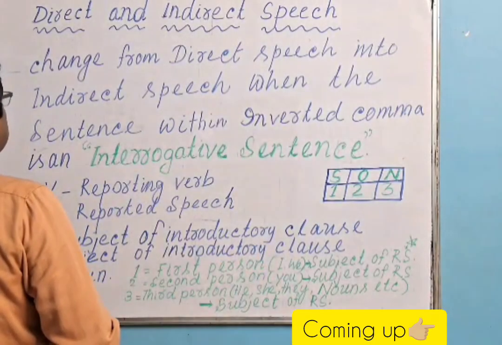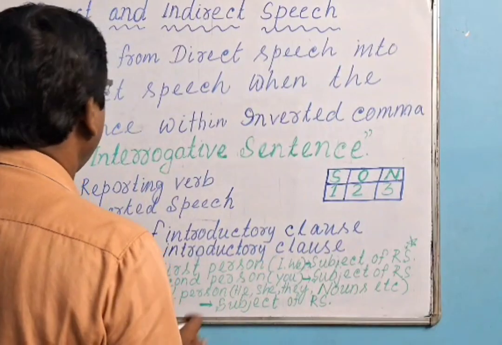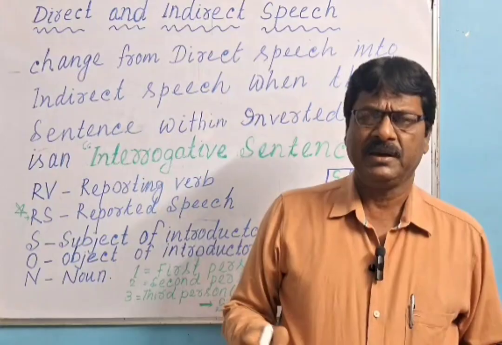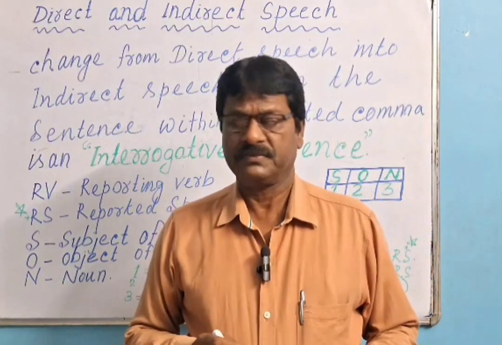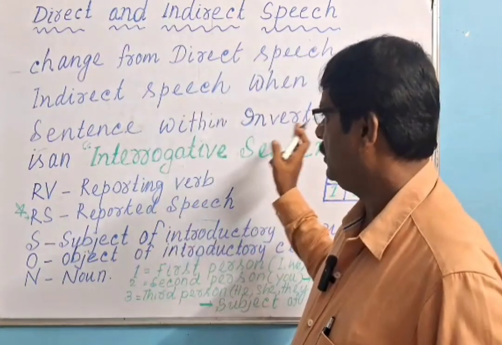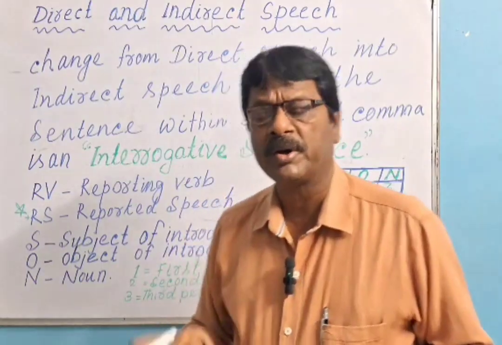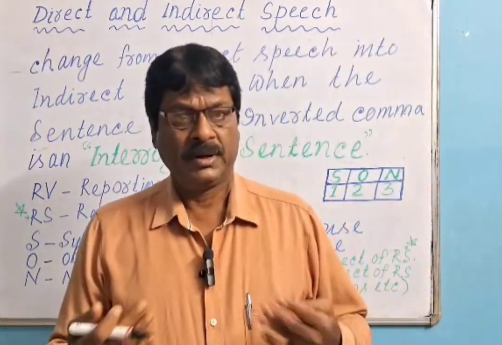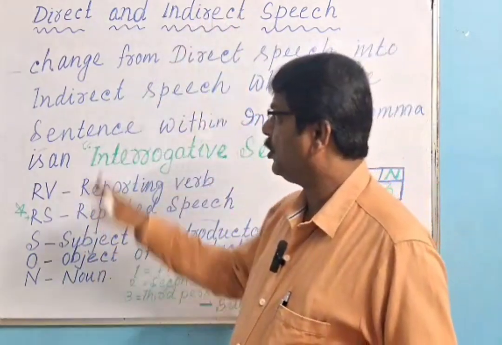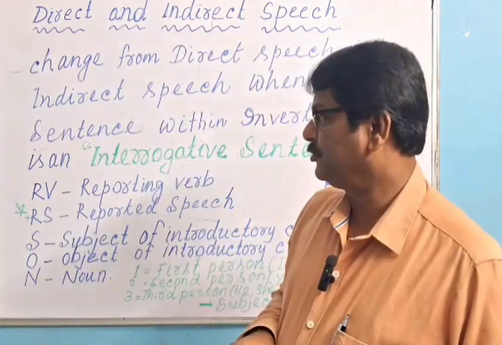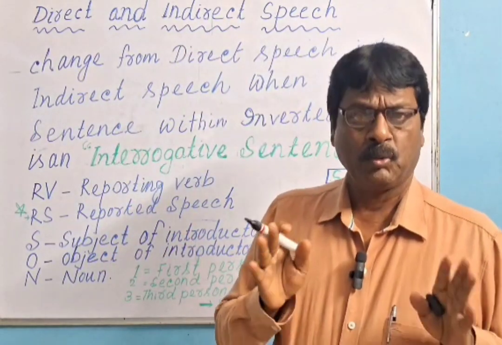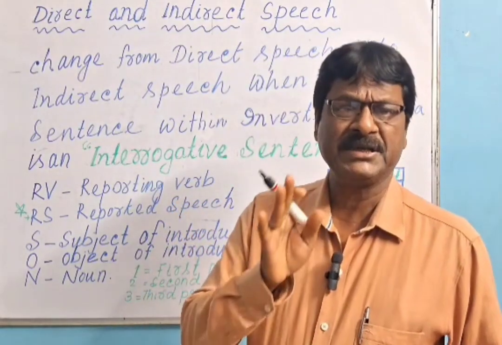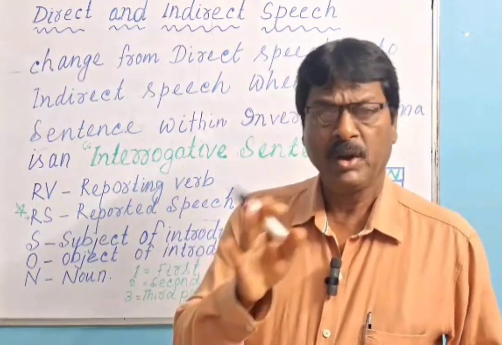Dear guys, we shall know how to change from direct speech to indirect speech, or DS to IS, when the sentence within inverted comma or quotation mark is an interrogative sentence. In order to understand this concept, we have to know some words which are frequently used in their abbreviated forms. What are they?